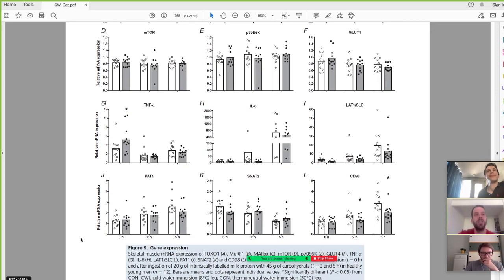Going back to this gene expression figure, the last four panels, from I to L, are for proteins relevant for amino acid transport into the muscle. And there we did see some effect on SNAT2 and CD98, if I'm not mistaken. Yeah, exactly. In all cases it seemed to be lower in the leg that was cooled compared to the control leg. So again, it's indirect evidence, but it could suggest that maybe there is something going on.